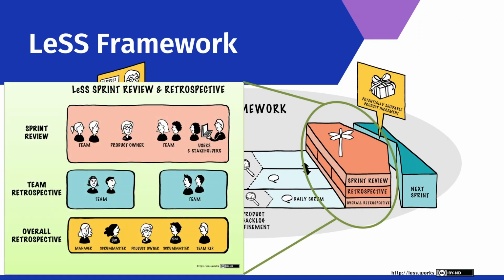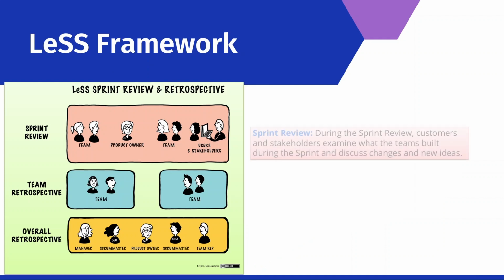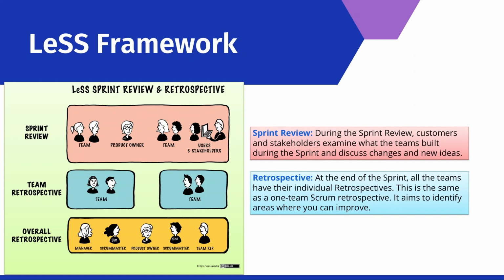At the end of each sprint, we find the LeSS sprint review and retrospective. During this sprint review, customers and stakeholders examine what the teams built during the sprint and discuss changes and new ideas. At the end of the sprint, all the teams have their individual retrospectives. This is the same as one team Scrum retrospective. It aims to identify areas where you can improve.